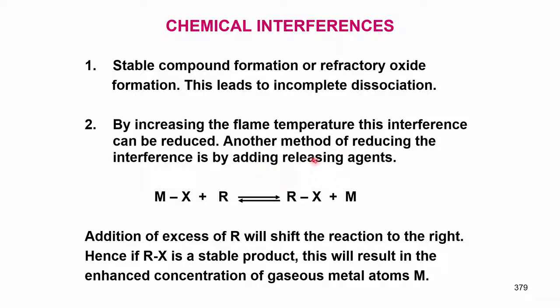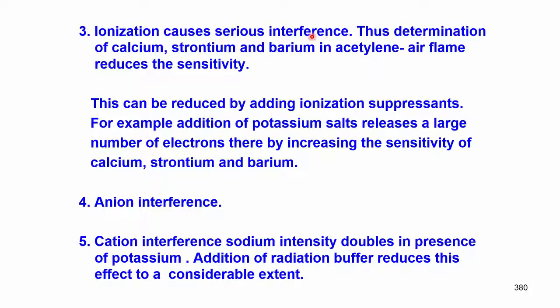Suppose the releasing agent is R. Suppose we want to analyze MX, that is a metal salt. X is the anion part, M is the cation part. I add a releasing agent. So, what happens? R will be replacing the X here. So, RX is formed and the metal ion will be released, and this addition of excess of R will shift the reaction to the right, because it is a chemical reaction controlled by equilibrium. So, if RX is a stable product, then the metal will be more in the form of free atoms. So, it leads to enhanced concentration of the gaseous metal atoms in the flame also, and that leads to enhanced transmittance reading.